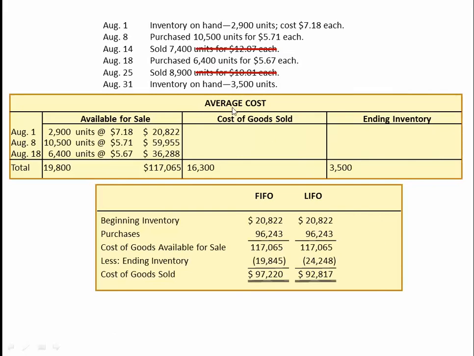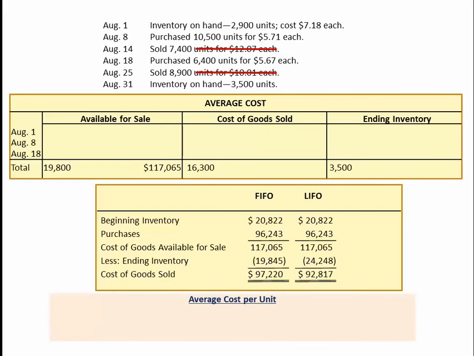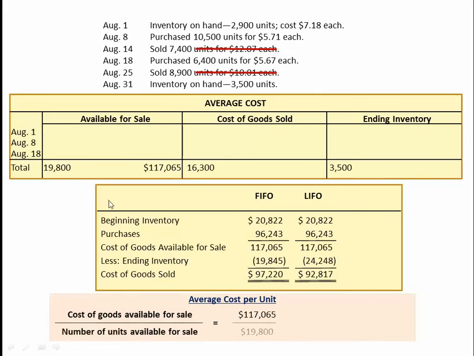Average cost. Average cost, it's going to be a lot easier. So we're just going to use this information. Pay attention to 19.8 and 117,065. We're going to take the cost available for sale value of 117 and divide it by the 19.8, and we get a cost per unit. So the cost per unit is $5.91.